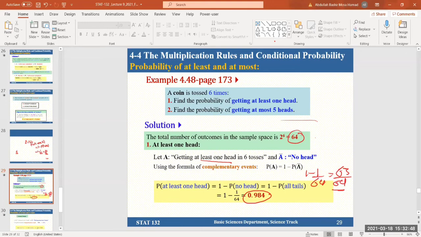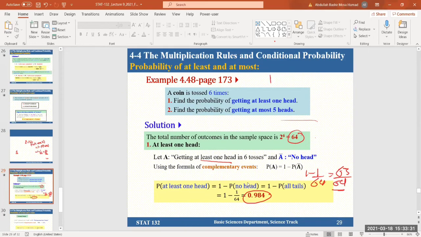When he asks about at least 1, we subtract 1 minus none, right? Yes. If asked about at least 2, we will subtract 1 minus P of 0 minus P of 1. Clear? Not clear? But how do we get at least one head? When he asks about at least 1, we subtract 1 minus none. None means what? 1 minus P of 0, right?